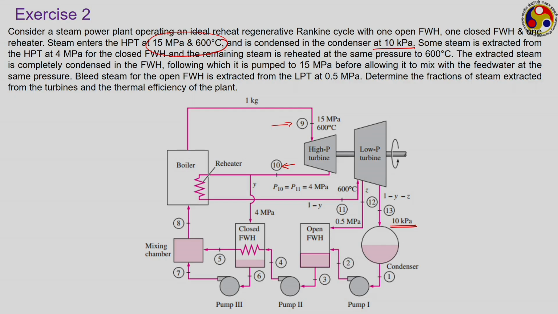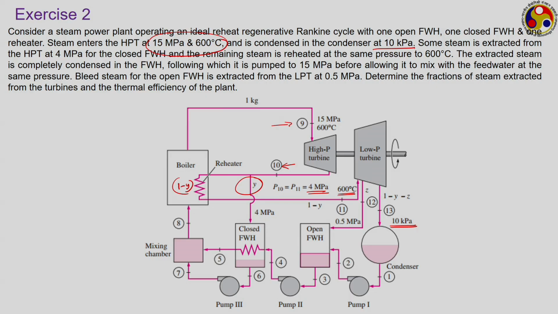So, the 4 megapascal is the pressure at the exit of the high pressure turbine, and the bleed steam for the closed feed water heater is also taken from the same line. That is, here the steam we are not extracting directly from the turbine, rather we are extracting it after the steam comes out of the high pressure turbine and before it enters the reheater. In between you are taking this bleed steam, a small fraction y at this 4 megapascal pressure. Then the remaining fraction, which is 1 minus y, is reheated back to that 600 degree Celsius and supplied to the low pressure turbine.